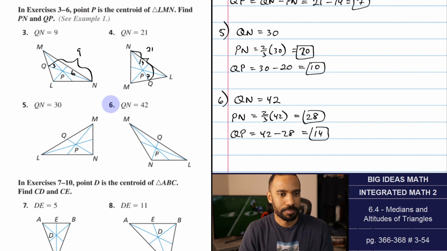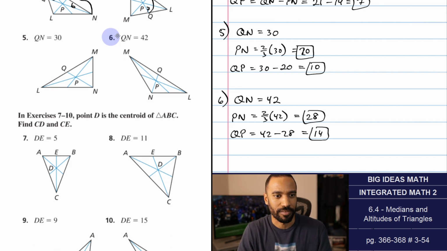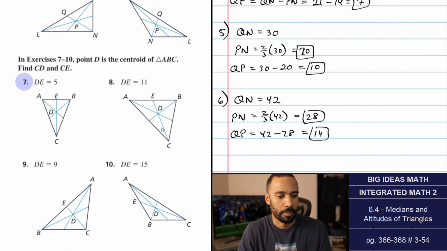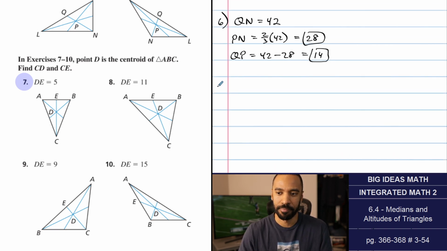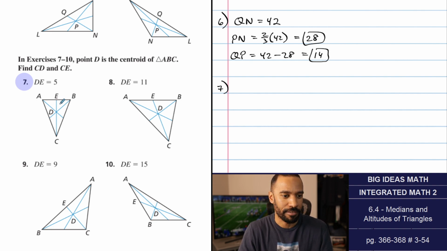So using that process, knowing it's a centroid, knowing what it does is all good and gravy. Let's move forward. Numbers 7 through 10. D is the centroid. We're going to find the lengths of CD and CE. Now this time, I assume they're going to do something different. Yes. DE being 5 is just from the centroid to the side opposite the vertex.